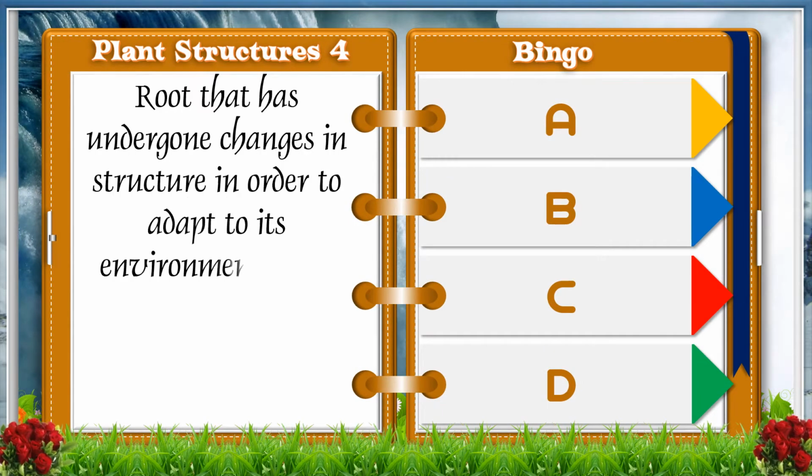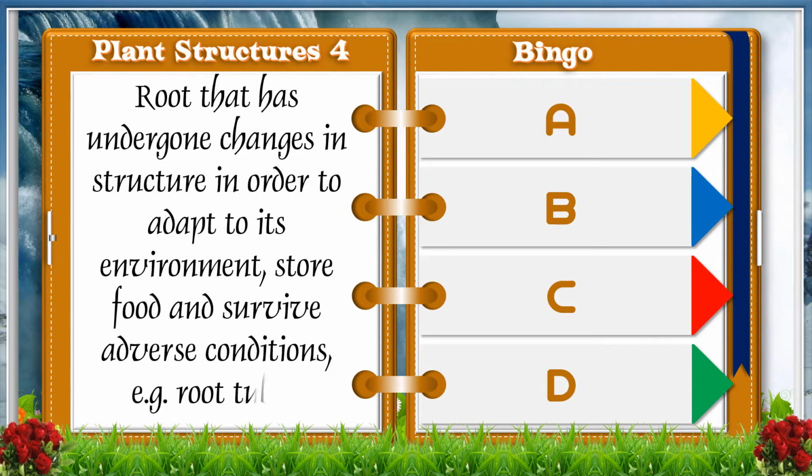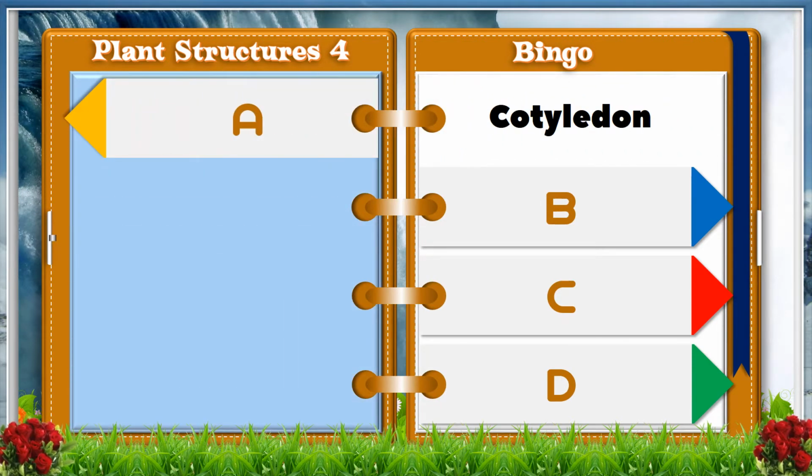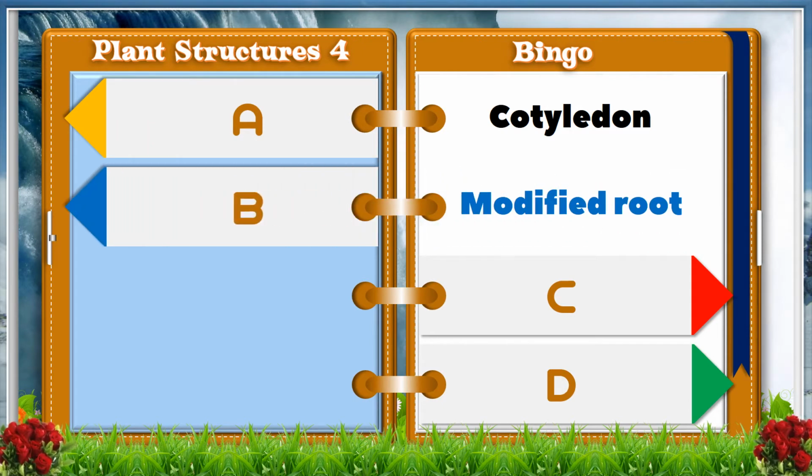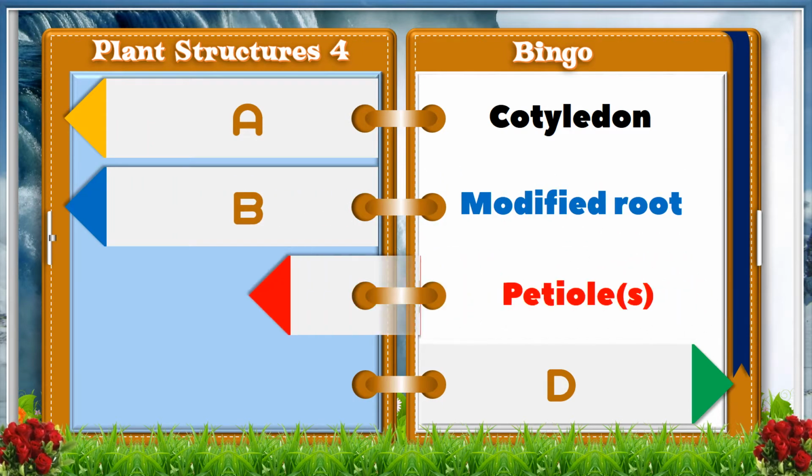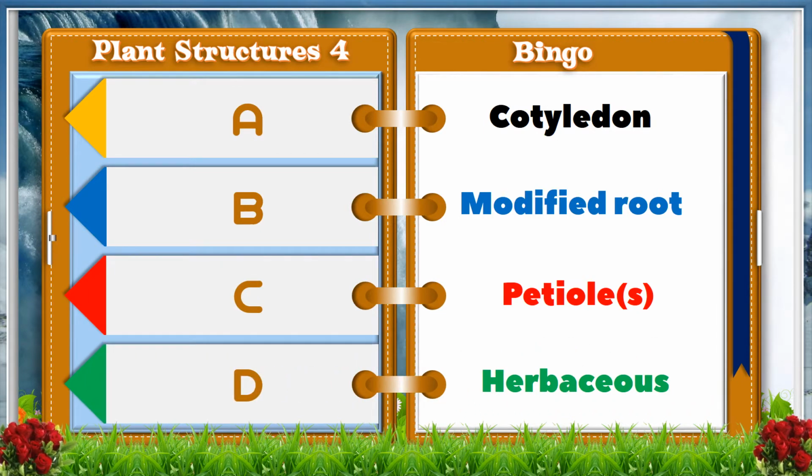Root that has undergone changes in structure in order to adapt to its environment, store food and survive adverse conditions, for example, root tuber. A. Cotyledon. B. Modified root. C. Petiole. D. Herbaceous. And the answer is B. Modified root.